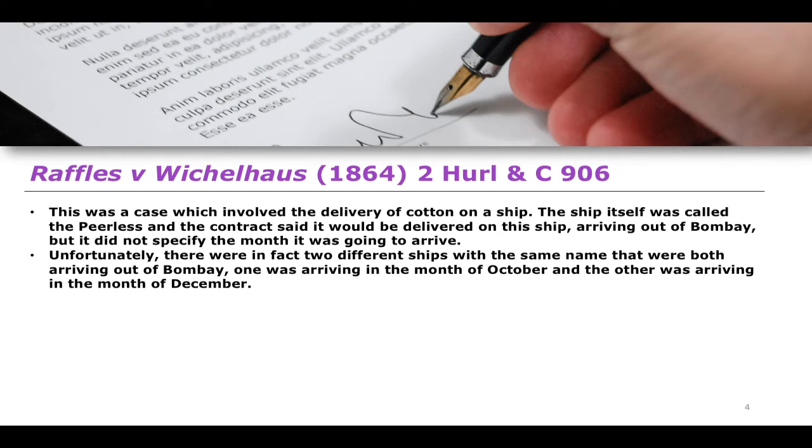Unfortunately, for the people who contracted in this particular agreement, there were in fact two different ships with the same name that were both arriving out of Bombay, and one was arriving in the month of October, the other was arriving in the month of December. So unfortunately, there were two Peerlesses arriving out of Bombay, one in October, one in December. So two ships, same name, same place, roughly the same time.